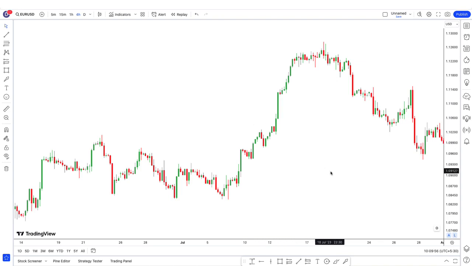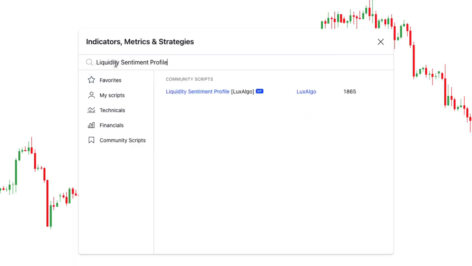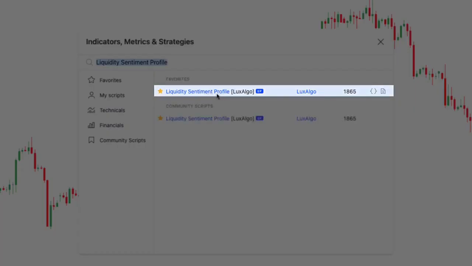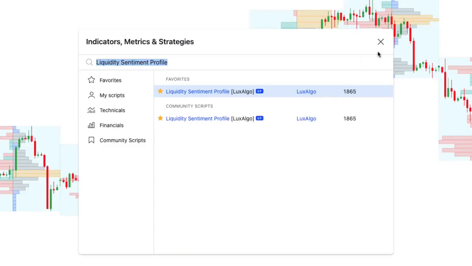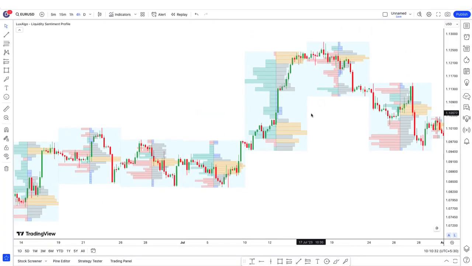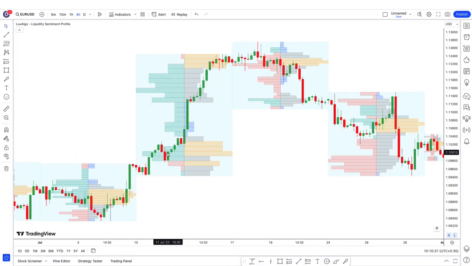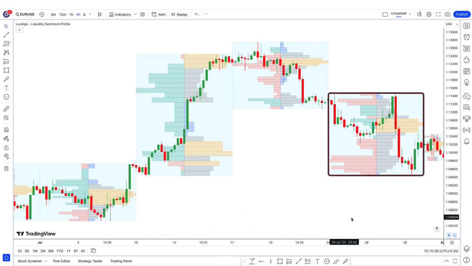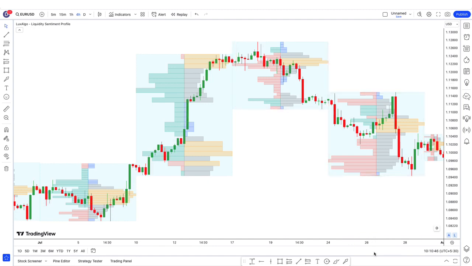And the last indicator that I want to introduce is called Liquidity Sentiment Profile. This one is an editor's picks indicator, and it's a free indicator from LuxAlgo. Alright, this is the indicator, and as you can see, it's overlaid on the price chart. This is an advanced indicator that combines price and volume to show the distribution of the liquidity and the market sentiment at specific price levels. So it will help you to identify significant price levels, support and resistance levels, consolidation zones, and more.